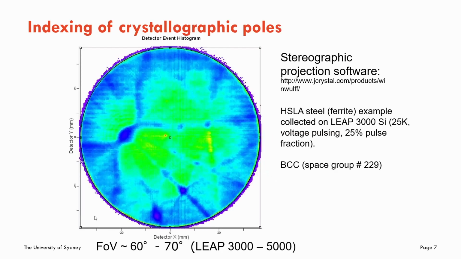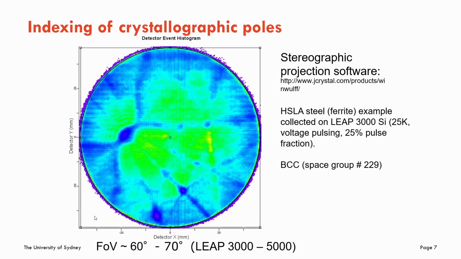So the first thing to do is to look at your field evaporation image and look for the crystallographic poles and zone lines. I've got a legacy data set here, quite an old one that I collected during my PhD, of a high strength low alloy steel, and we're looking at ferrite. This was collected on the 3000, using 25K, so very cold, as cold as we could go, and 25% pulse fraction.